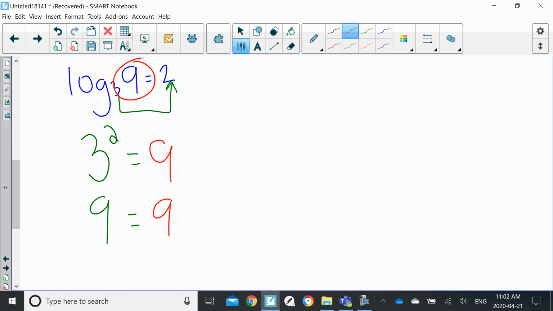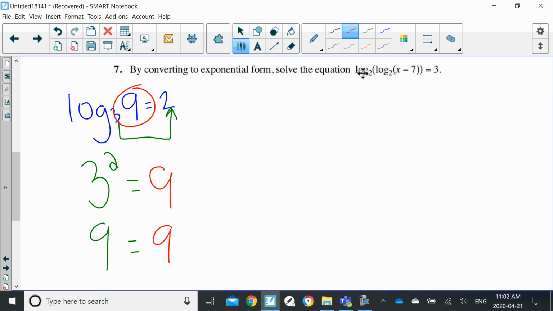Okay? And the reason why I'm showing you that is because in this question here, if I said, well, what's the base? It's log base 2. And whatever comes after the base, in the first example, it was 9. In this example, it's what's in the brackets. This bracket is the argument. So it's always the base to the power of 3, right? So base 2 to the power of 3 is equal to whatever they have written in the argument. And the argument in this instance is another log.